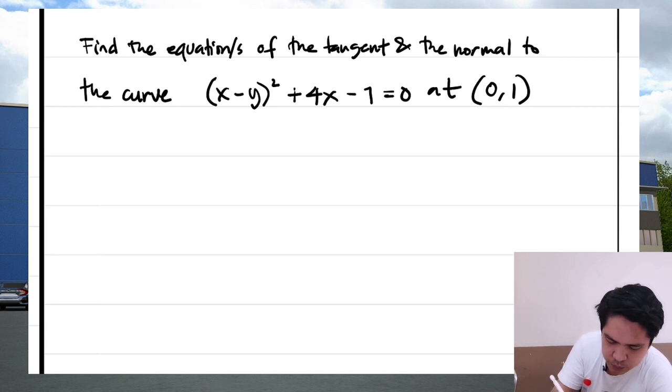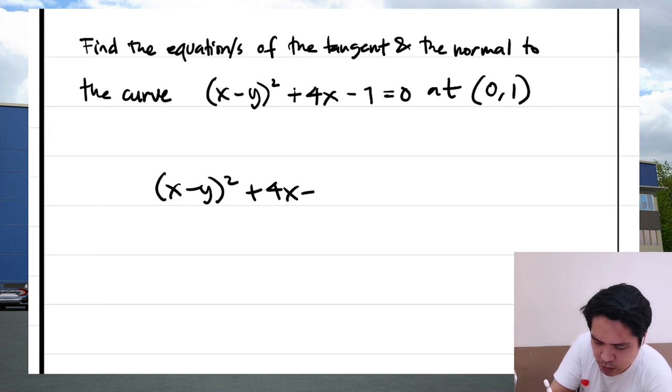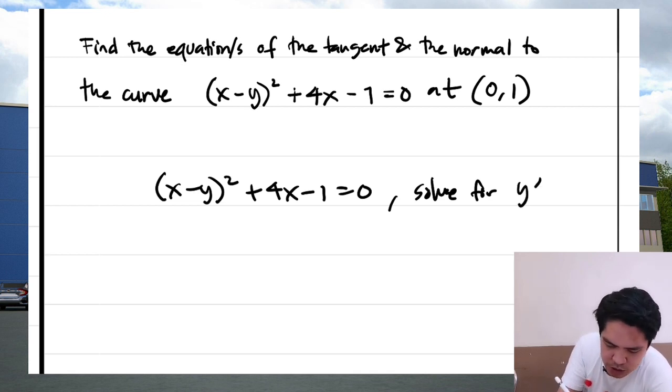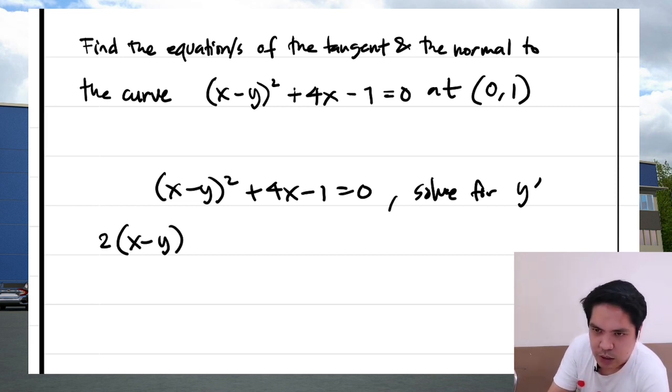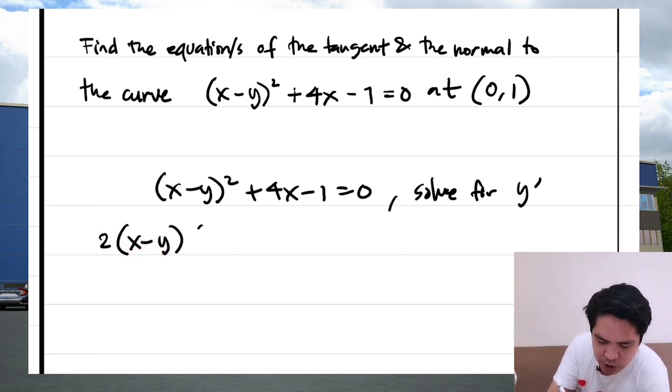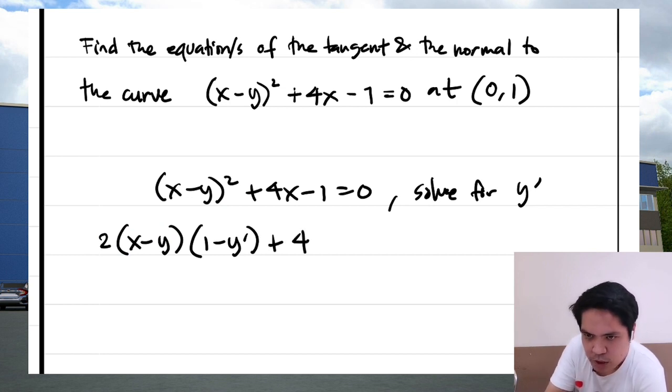So, we have, let's write it again, x minus y squared plus 4x minus 1 equal to 0. So, let's solve for y prime. Let's just get the derivative of this. That would be 2 times x minus y. We're doing the general power rule with chain rule. So, that would be 2 times x minus y raised to 1 times the derivative of this, the baby. So, that would be 1 minus y prime. Then, plus the derivative of 4x is 4. The derivative of negative 1 is 0. That would be equal to 0.